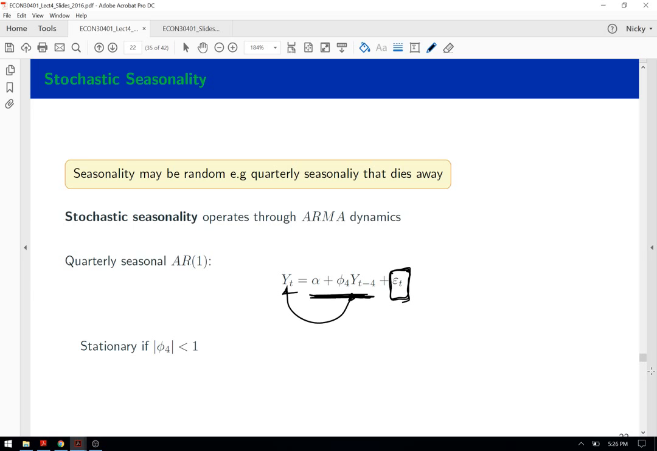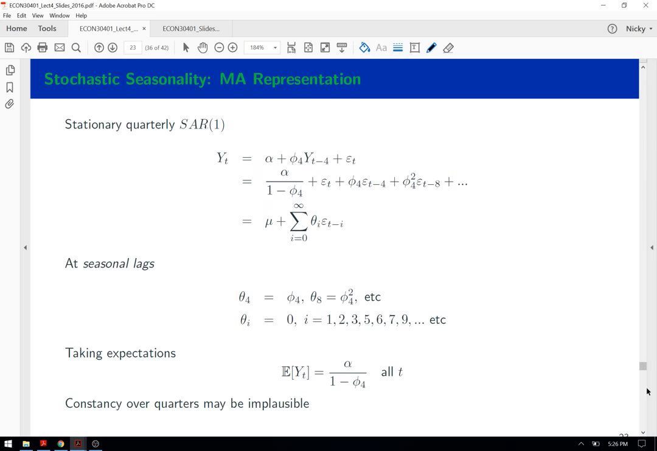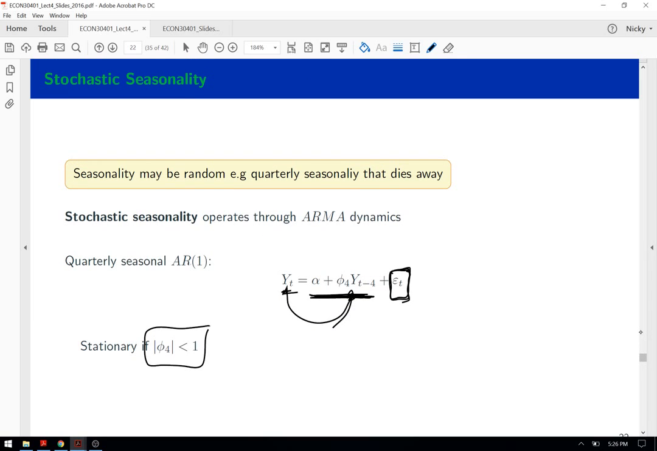We can think of this as stochastic seasonality, where it dies away. If theta 4 is less than 1, we know that the effect of any shock 4 periods ahead on the future will die off. And again, you should work through this: we could then work out what correlation patterns we would get from this model.